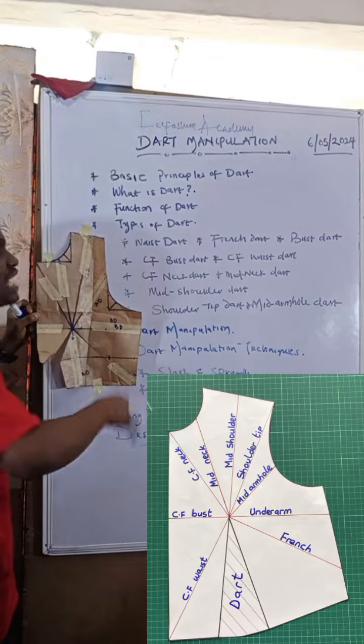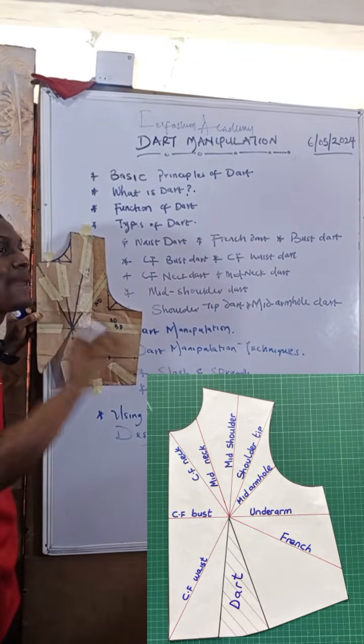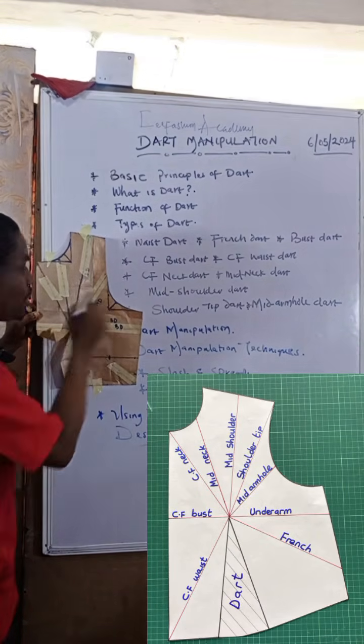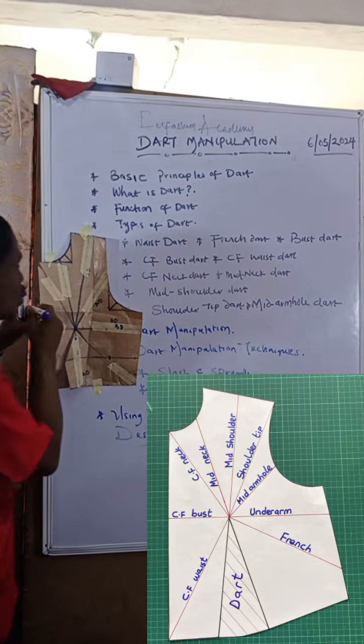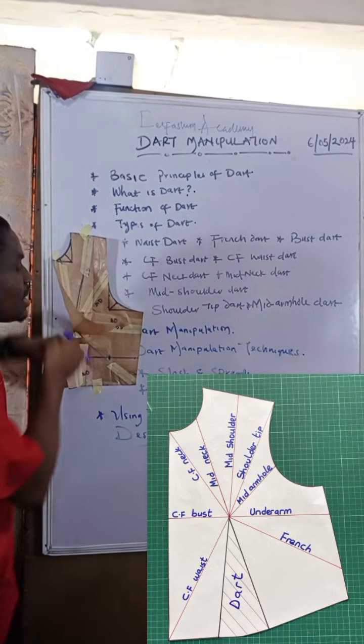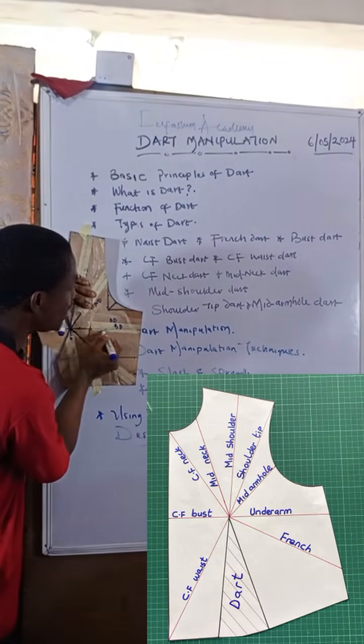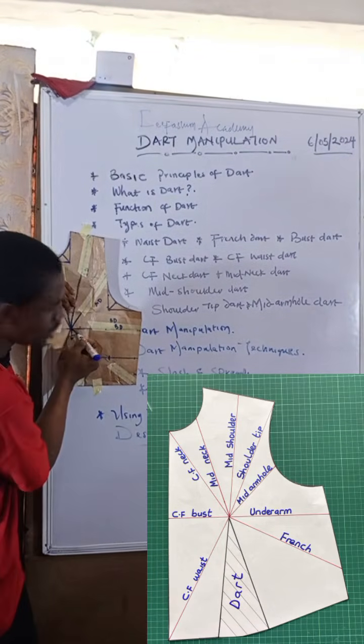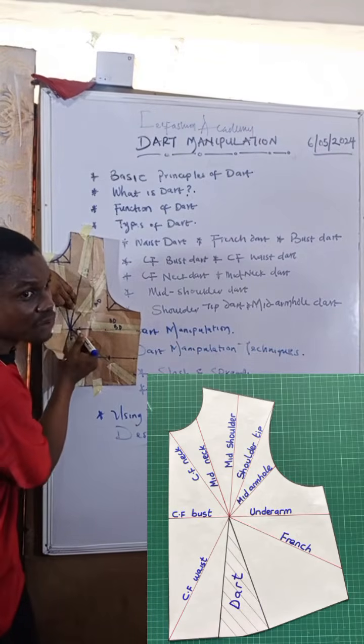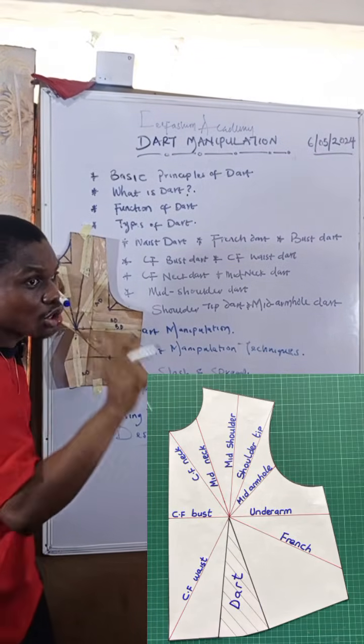Okay, that doesn't mean it can just go down by 2 inches. It depends on where the person's bust length is. Now if you notice, this is the bust line for this person. So what is the bust dart? Bust dart is from here. Are you seeing it? From here, go directly towards the apex point. Make sure you stop 1 inch before the apex point. That is what we call the bust dart.